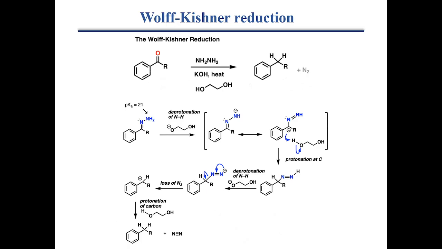Now we are going to discuss the Wolff-Kishner reduction. Any aldehyde or ketone to alkane, that reaction is called the Wolff-Kishner reaction. It uses hydrazine, NH2NH2, and KOH, a very strong base, under basic condition, with ethylene glycol at a high temperature, 180 to 200 degrees centigrade, to form this kind of alkane under reduction. So what is the mechanism?